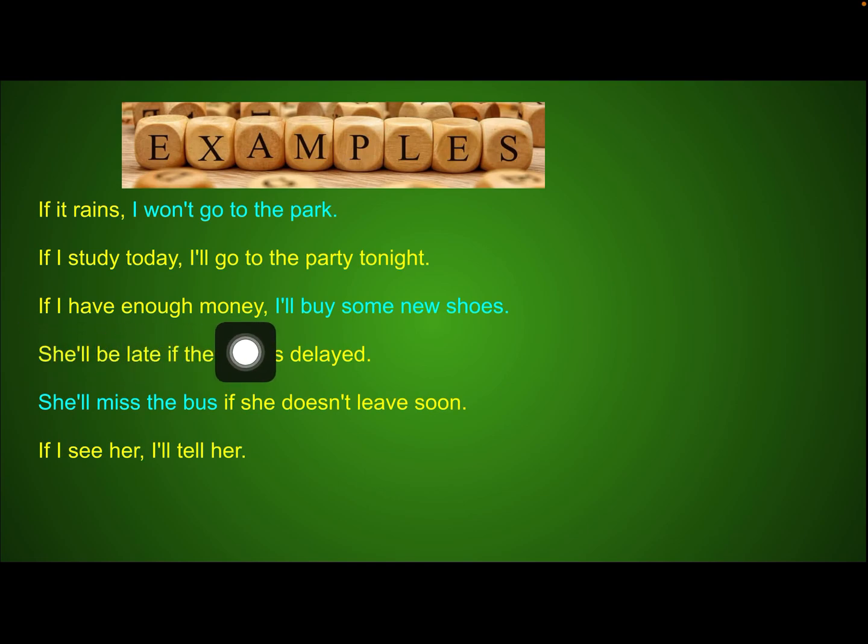If I have enough money, I'll buy new shoes. Here, tell me which one it is. She'll be late if the train is delayed. Look at this, the future and the conditional here. She'll miss the bus if she doesn't leave soon. This is a condition, if, and this is a reaction. If I see her, I'll tell her. Tell me which one of these.